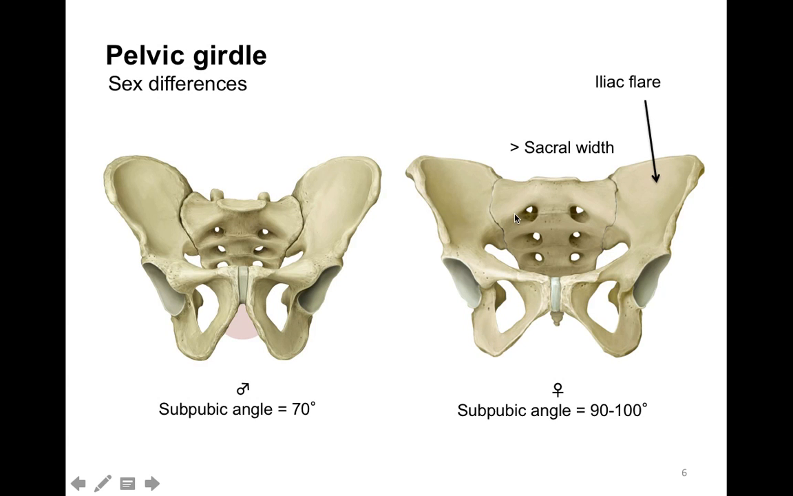Now, the female pelvis will also present with a much greater sacral width, as well as a greater flare of the iliac bones. This would be a very easy way to identify a pelvis as either male or female.